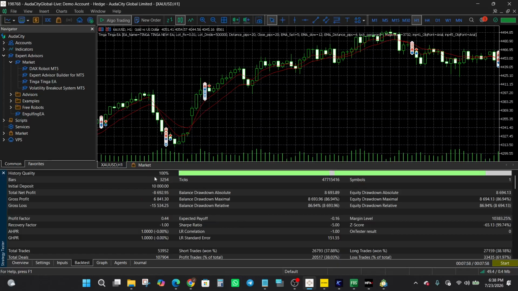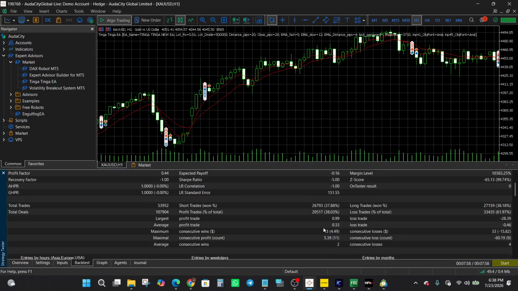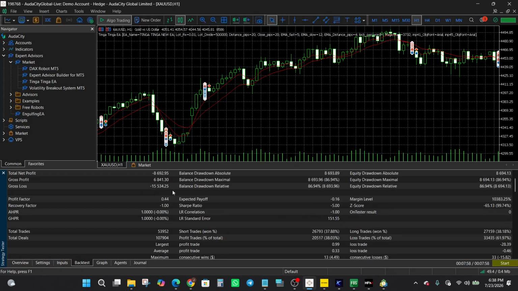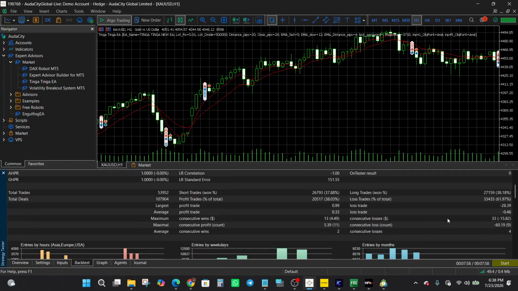You can see for a $10,000 deposit, the average profit is 33 cents. The largest profit was 99 cents for a $10,000 deposit, and the largest loss was $28.39. You can see the largest loss was so much bigger than the largest profit.